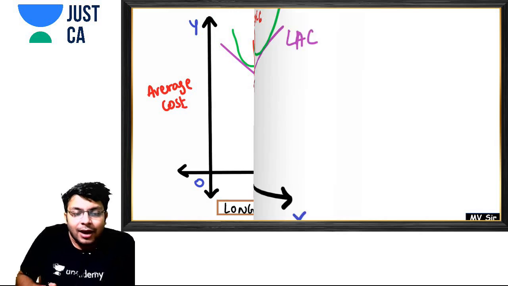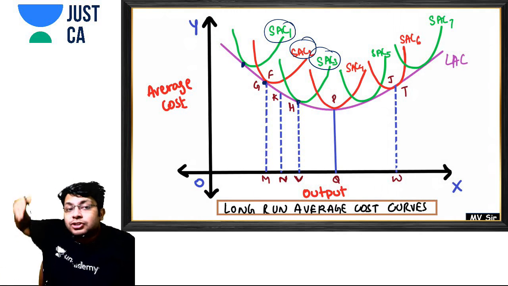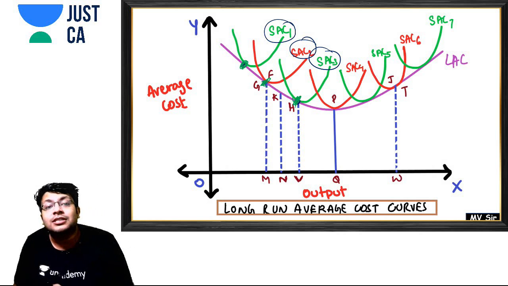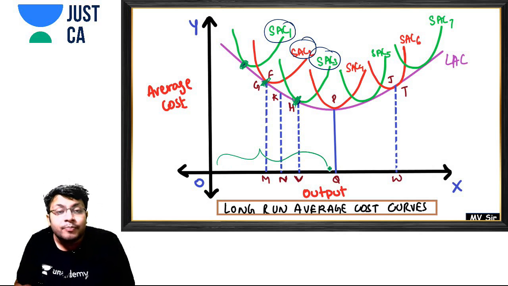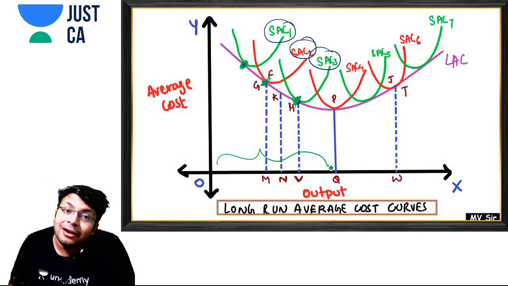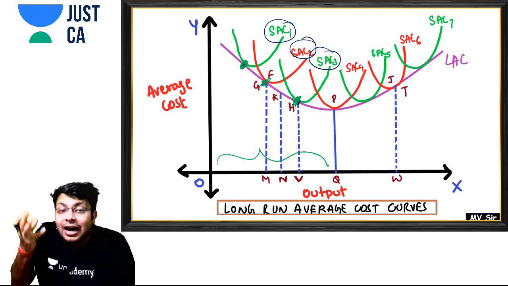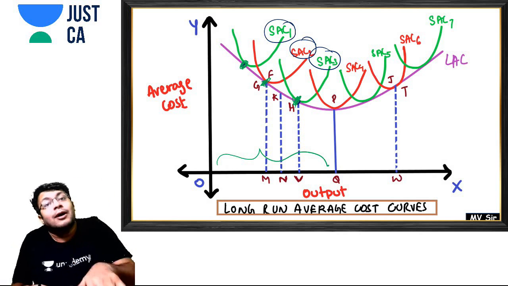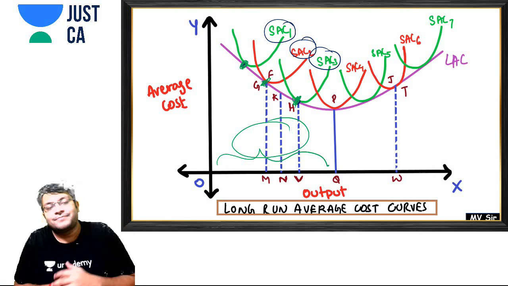When my long run average cost curve is falling, it is tangent to the falling portions of the short run average cost curve. What does it mean? That if I produce over here, I will underutilize my plant. I can increase my production and decrease my cost, but I am underutilizing my plant if I choose to produce over here.